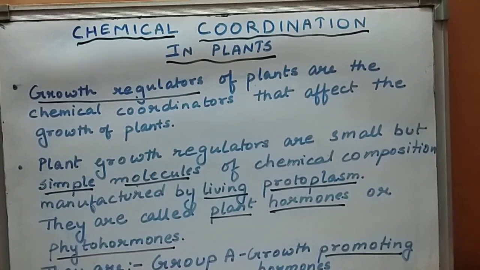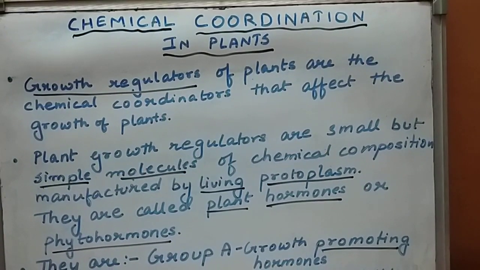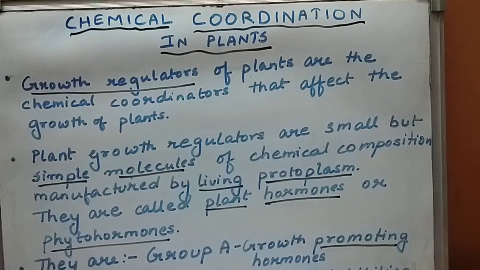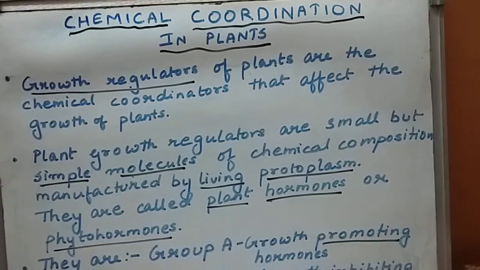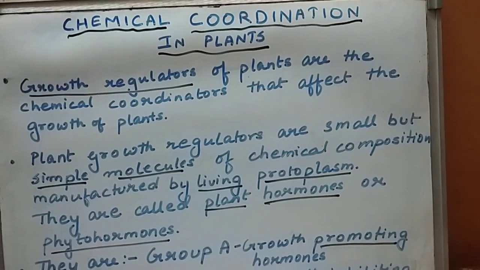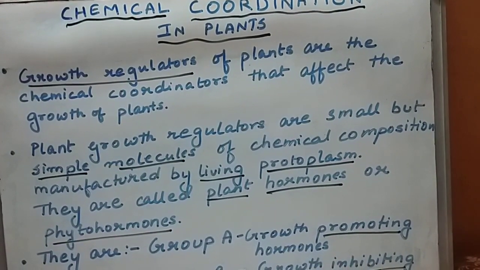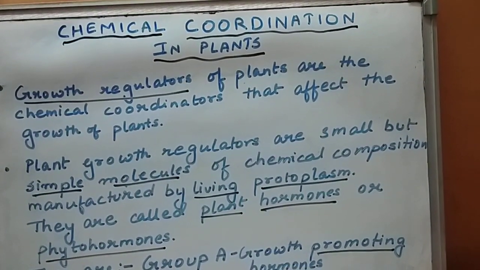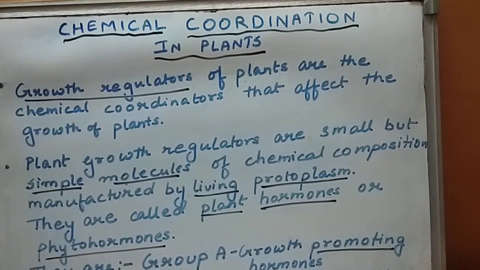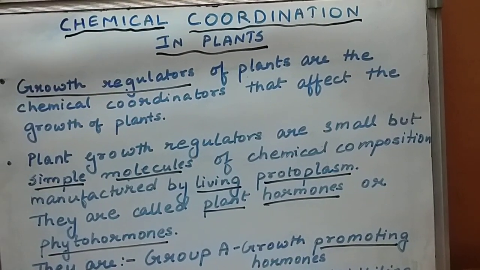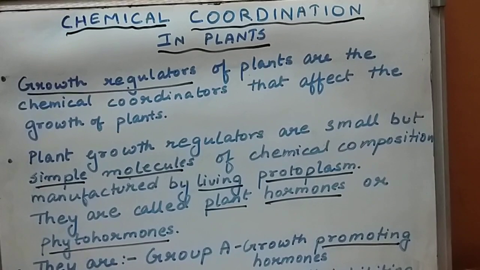The name of the chapter is Chemical Coordination in Plants, that deals with the growth regulators, that is the plant hormones, their types, their function in plants, how they help the plants to grow and develop. Along with the growth regulators, there are some growth inhibitors also which hinder the growth of the plant. We are going to study about them in this particular chapter.